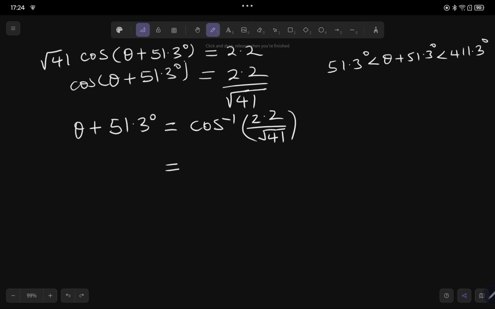So let's see. In the first quadrant, cos is positive. So cos inverse of that one gives us 69.9.